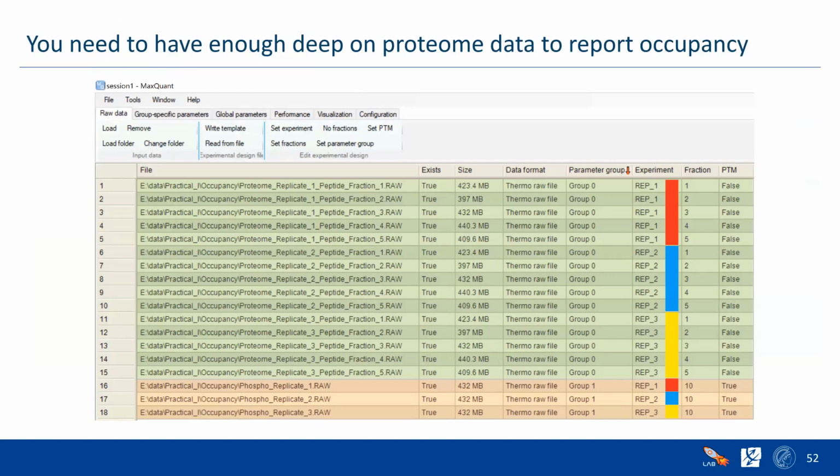Sometimes people say, okay, I did it, but I don't have the occupancy reported in my table. Or there's no occupancy. Why? It could be because you don't have enough depth in your proteome, so you need to go deeper. In this case, we show an example where for replicate one, we have 5 different raw files, and for replicate 2, we again have 5 more. So it's also a good hint.